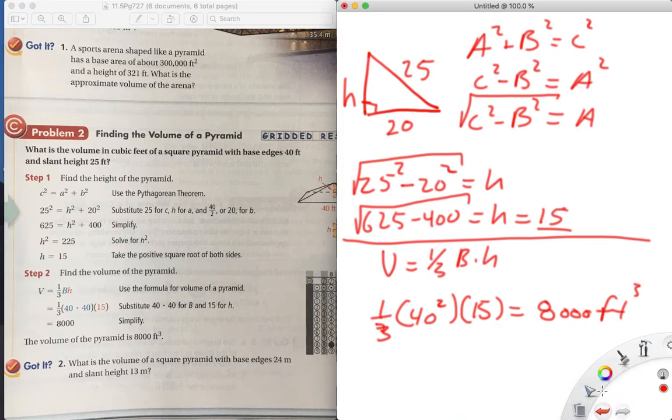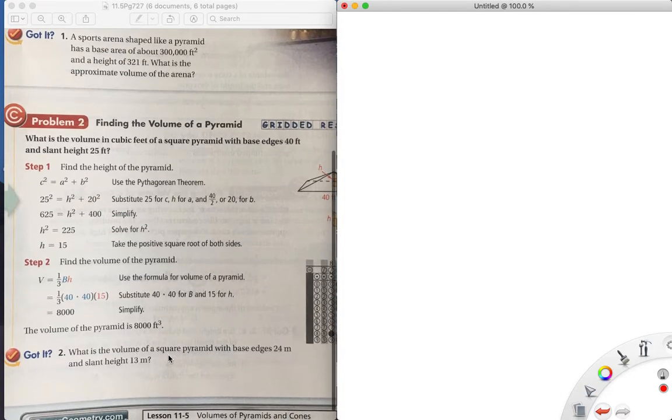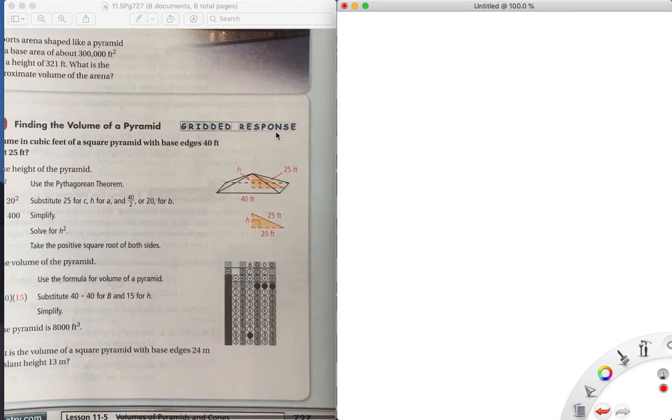So the example they want us to do is here they say the volume of a square, and that's important that it says square, pyramid with edges 24 and a slant height of 13 meters. So if I was to try and draw this pyramid, it says that the edges are 24. The base edges are 24.